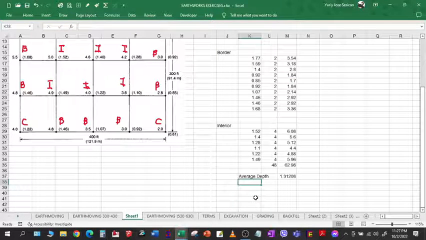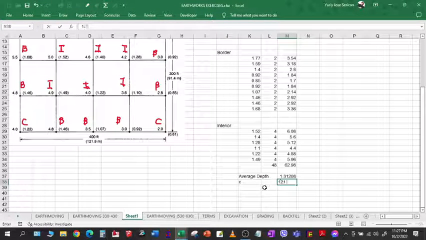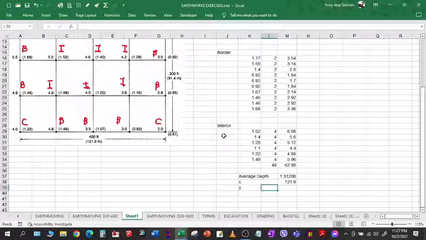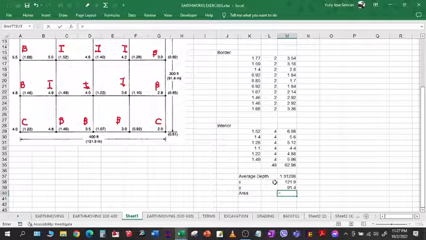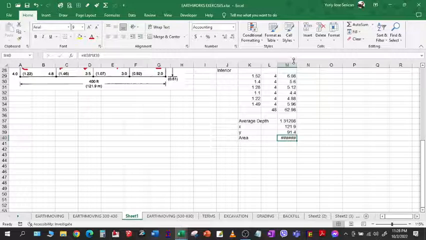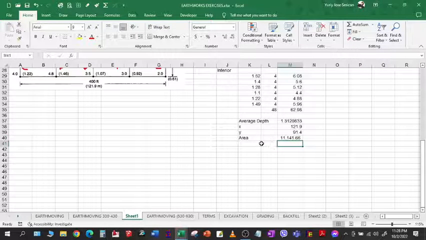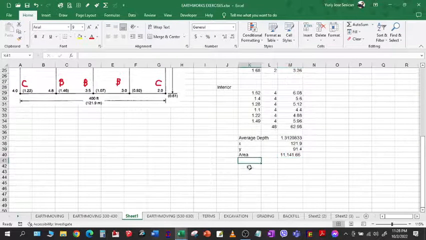Okay, so for the volume now, let me calculate the area first. We have the x dimension, 121.9, and the y dimension we have 91.4. So the area will simply be equal to x times y, or 121.9 times 91.4. So that will be 11,141.66.